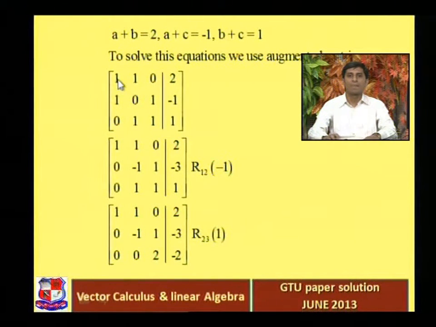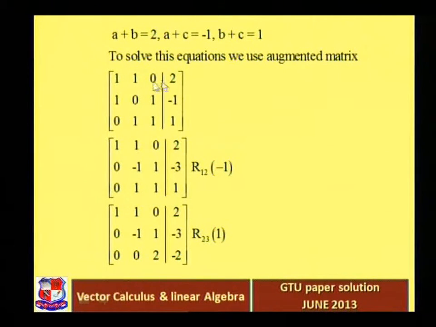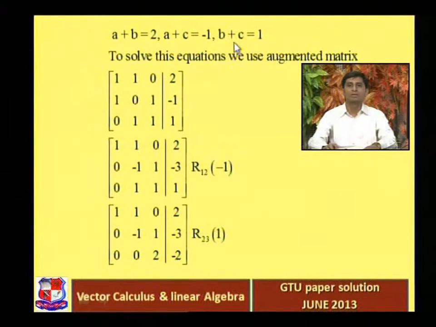Here the first row is coming from the first equation, the coefficients of a, b, c, that is 1 1 0. The coefficients of a, b, c in the second equation are 1 0 1, and the coefficients of the third equation are 0 1 1. And this last column 2, minus 1, 1 is exactly the right hand side of each equation, that is 2 minus 1 1, right?